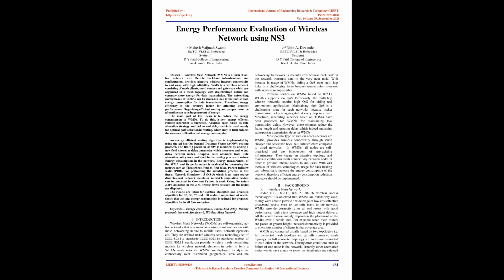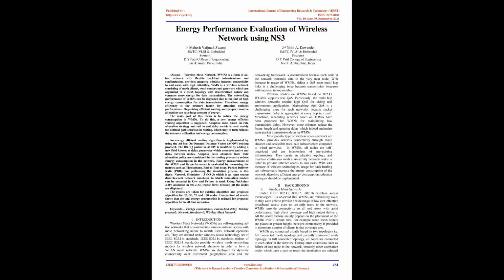Organizing efficient routing and proper resource allocation can save a huge amount of energy. The main goal of this thesis is to reduce the energy consumption in WMNs. To do this, a new energy-efficient routing algorithm is suggested. An adaptive rates based rate allocation strategy and end-to-end delay metric are used mainly for optimal path selection in routing, which may in turn reduce the resource utilization and energy consumption.